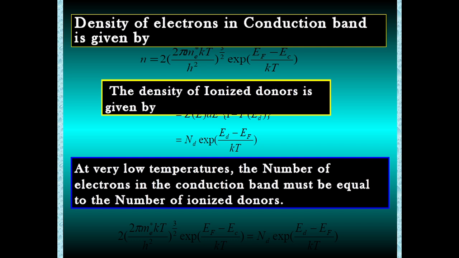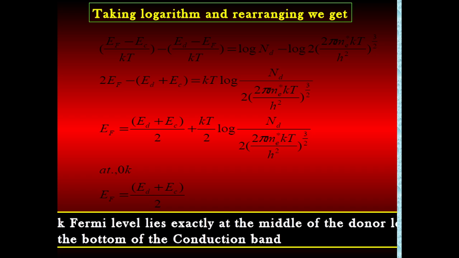At very low temperature, the number of electrons in the conduction band must be equal to the number of ionized donors. Therefore, 2 (2πm_e kT/h²)^(3/2) exp((EF − EC)/kT) = Nd exp((ED − EF)/kT). Now, by taking the logarithm and rearranging, we get EF = (ED + EC)/2 + (kT/2) log(Nd / (2 (2πm_e kT/h²)^(3/2))). At 0 Kelvin, EF = (ED + EC)/2. At 0 Kelvin, the Fermi level lies exactly in the middle of the donor level and the bottom of the conduction band.